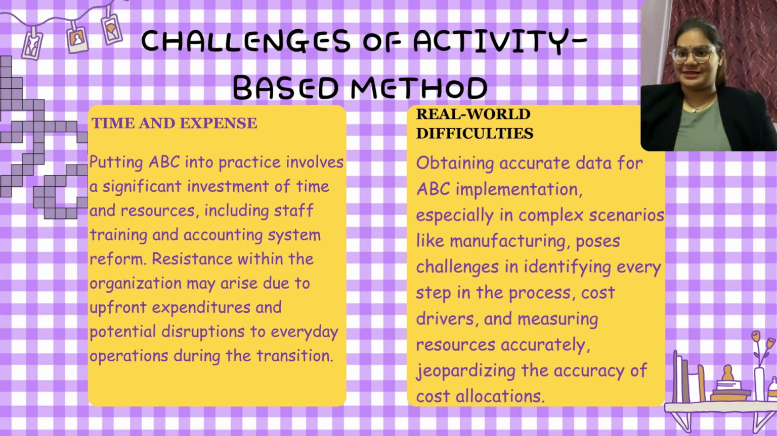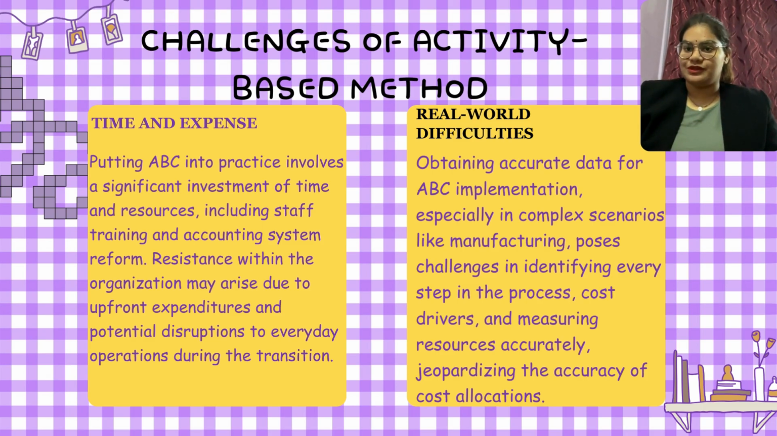Next, we have time and expense. Daily operational complexities can lead to oversight and incomplete data in implementing the activity-based costing (ABC) method. The process, including initial setup, staff training, and accounting system reform, is time-consuming and costly. Organizations may find it challenging to justify this upfront expenditure, especially if they believe their current costing methods suffice. Resistance within the company may stem from the need for additional resources and potential disruption to daily operations during the transition.